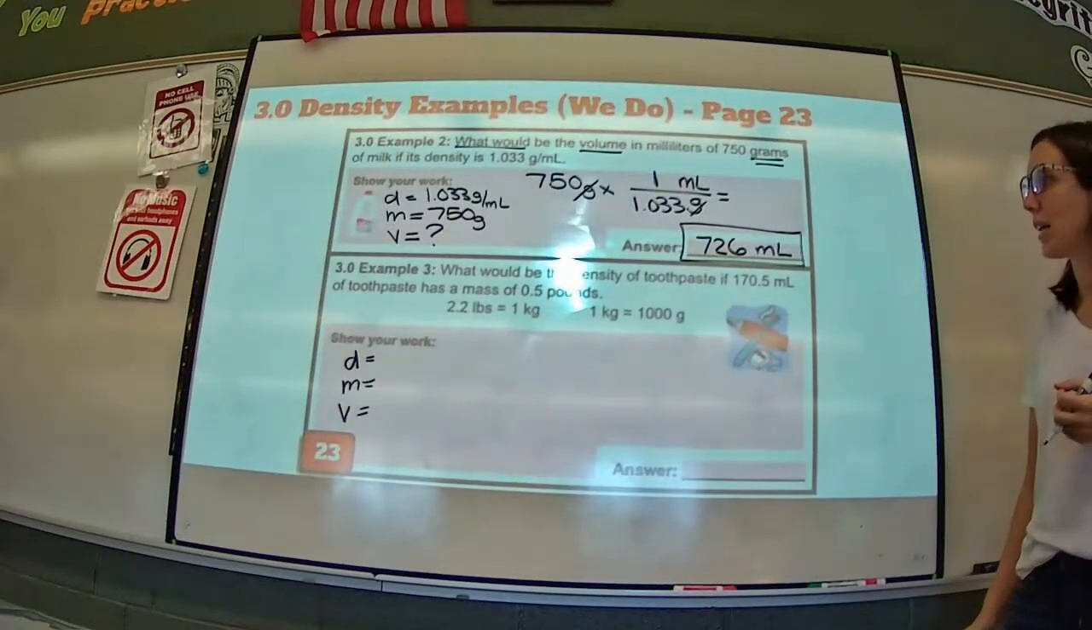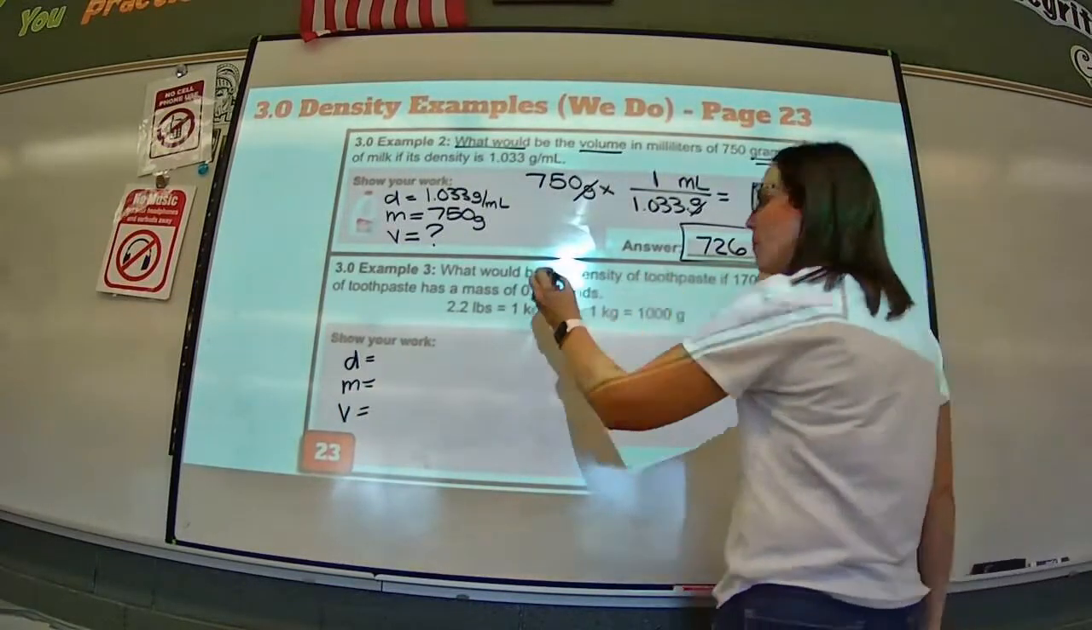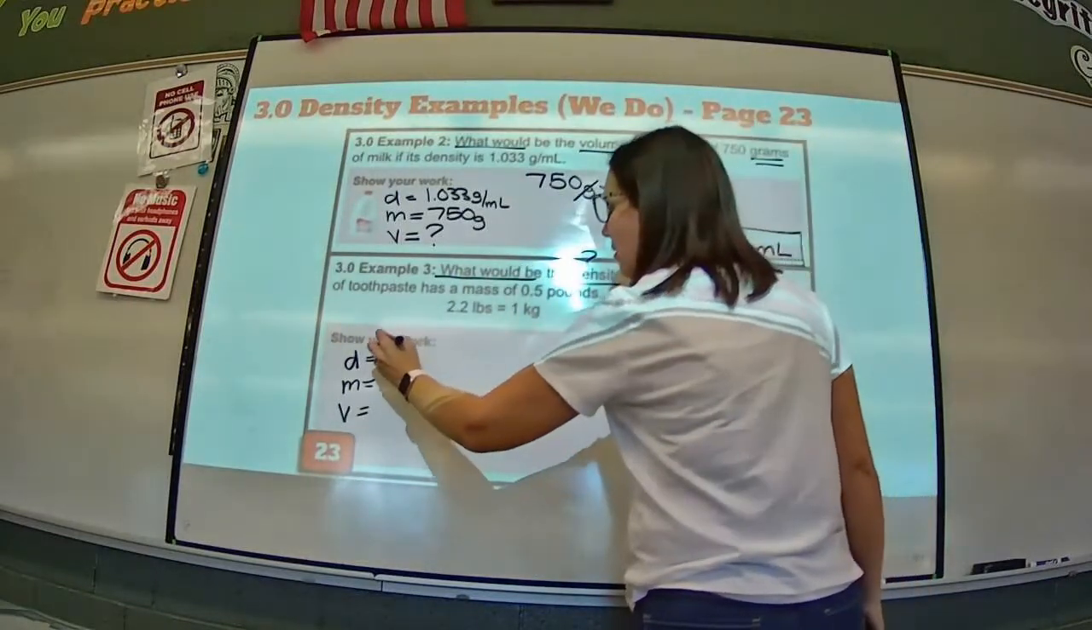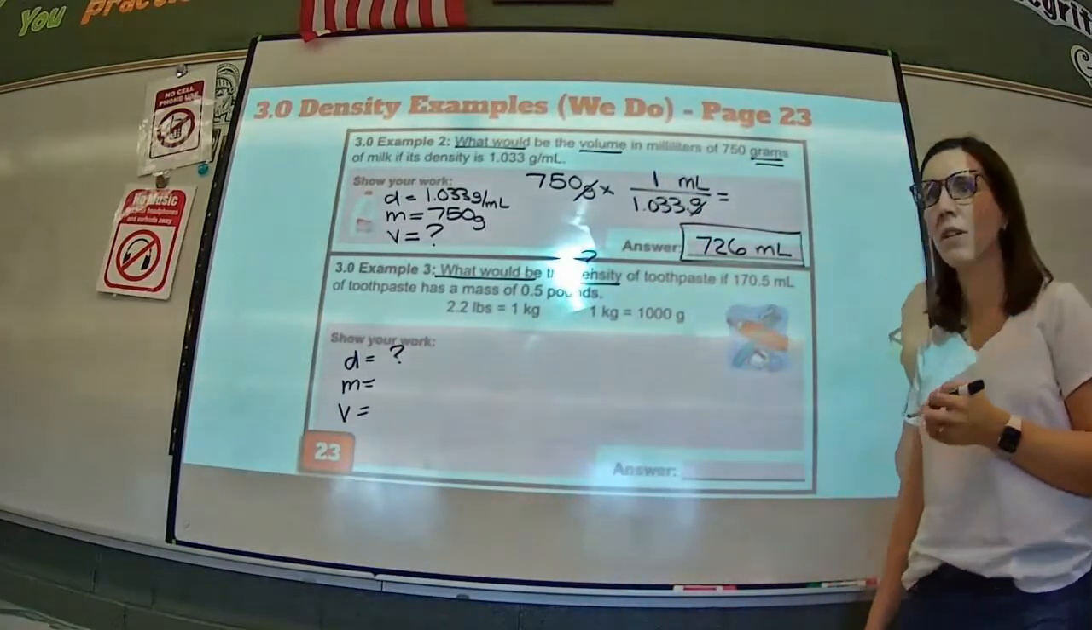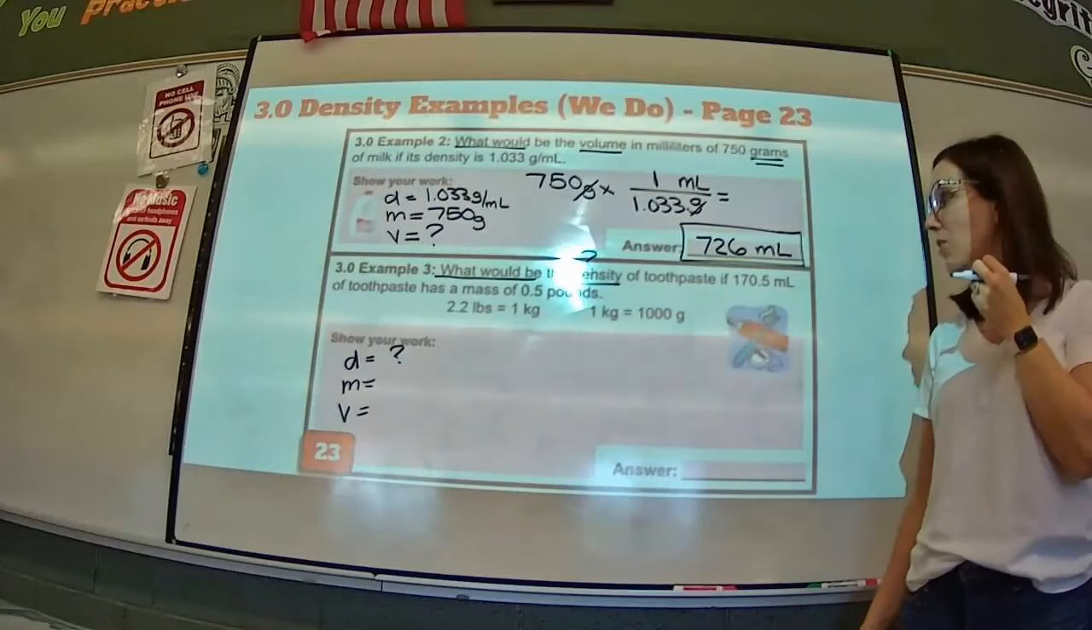So it says, what would be the density of toothpaste? So my what would be density. So density is my question mark. Kind of like what we had with our 2.0s. We're going to have to do some unit conversions before we can actually do this calculation.